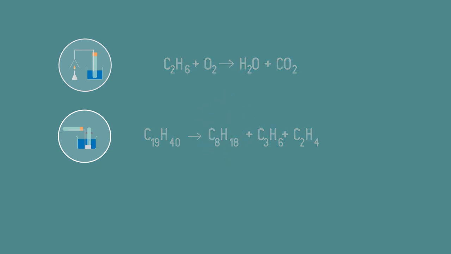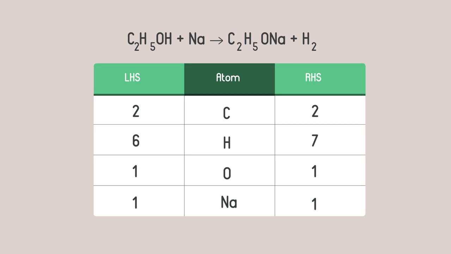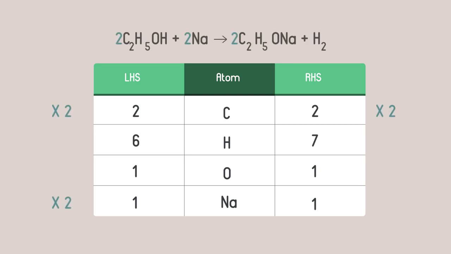Now let's see the answers. Here they are. If you made a mistake, remember to redraw the whole table and count up the atoms every time you change the numbers at the front. Sometimes it takes a bit of trial and error.